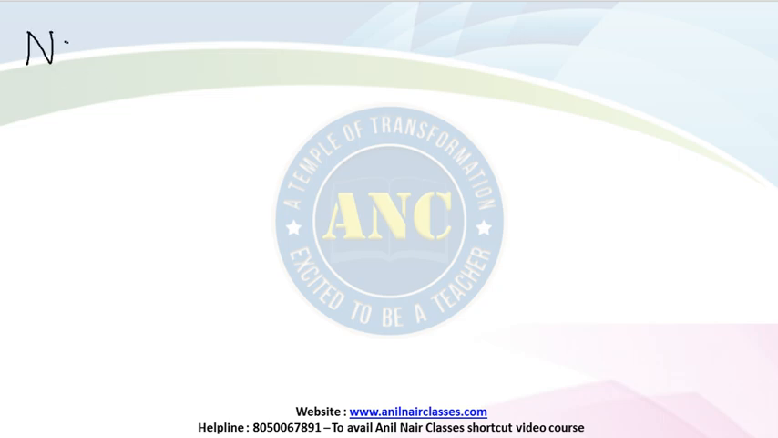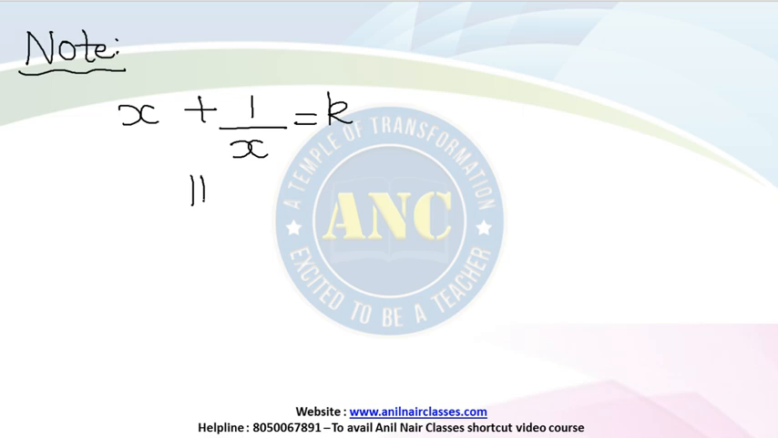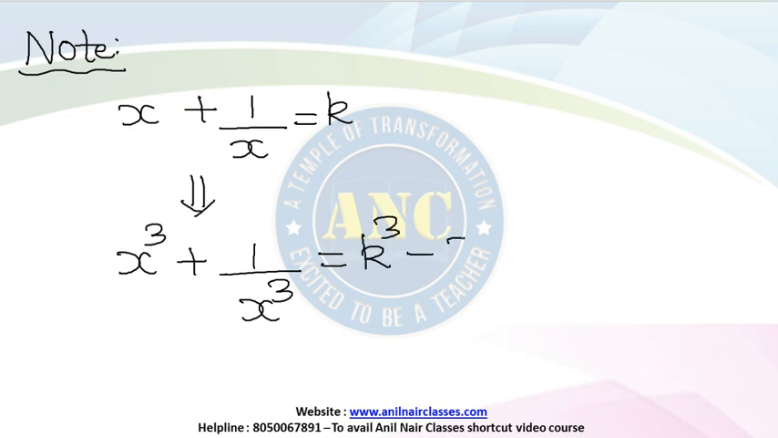Now see here, what is the kind of logic or what are the kind of problems we were doing till now? Suppose, not x cube, sir. What we were solving is x plus 1 by x is equal to k. If x plus 1 by x is equal to k, then we were finding very easily x cube plus 1 by x cube value as k cube minus 3k, right?